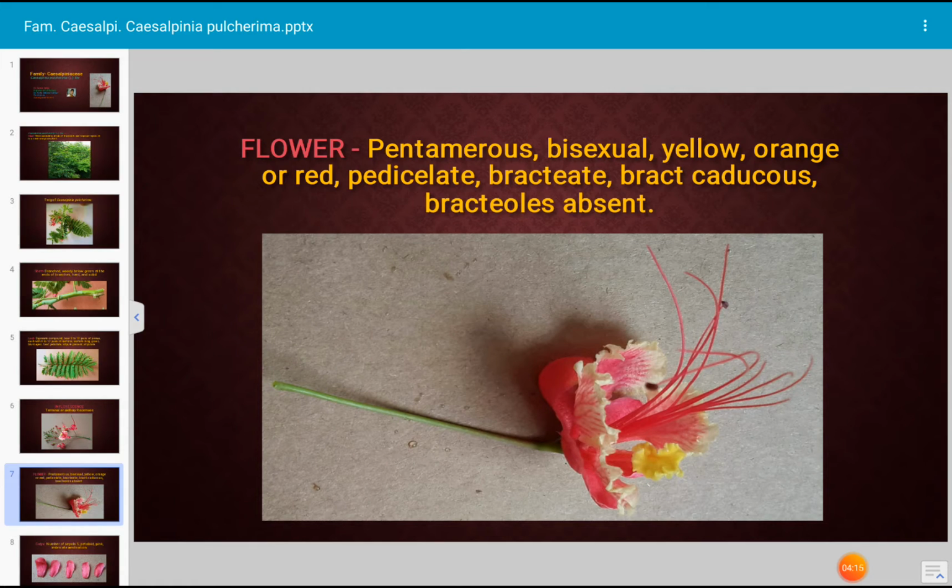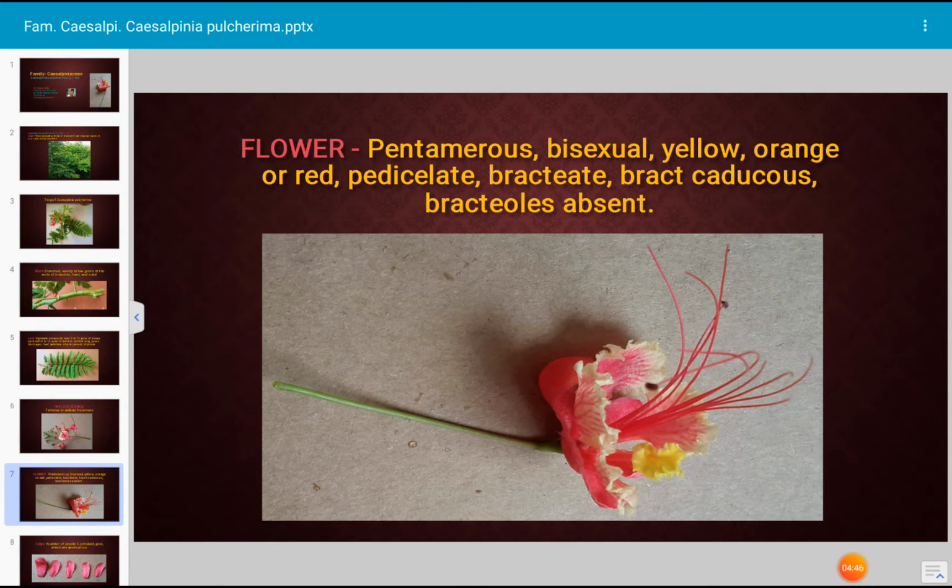Okay, when in the flower both gynoecium and androecium are present, then the flower is described as a bisexual flower. Color of the flower: yellowish, yellow, orange or red colored flowers are present. And the flower stalk is present, hence in taxonomic language it is described as pedicellate. The stalk of the flower is known as pedicel. If the pedicel is present, then it is described as a pedicellate flower.